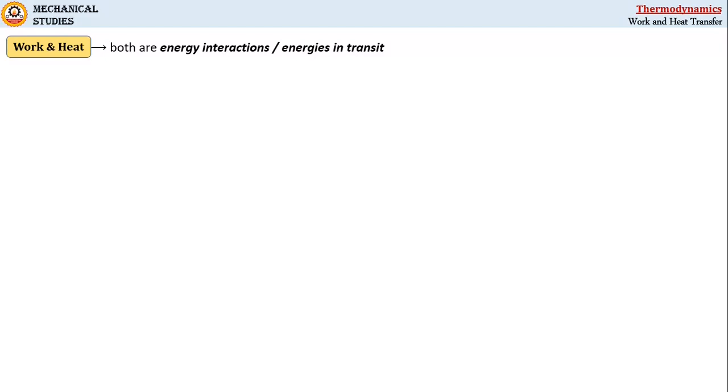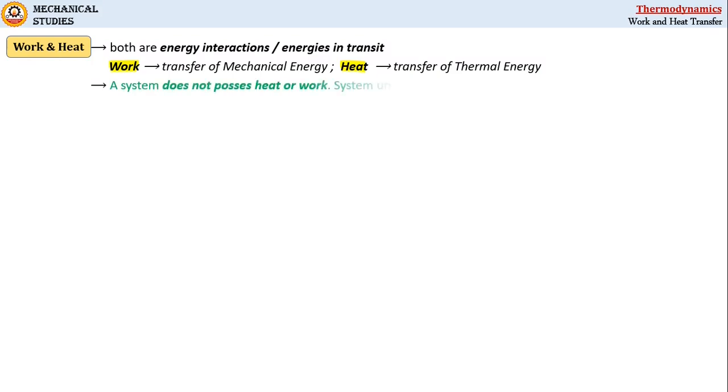In a simple way, we can define work as transfer of mechanical energy and heat as transfer of thermal energy between system and surrounding. Thus note here an important point that a system does not possess heat or work. Actually, system undergoes a change as a result of work and heat transfer.